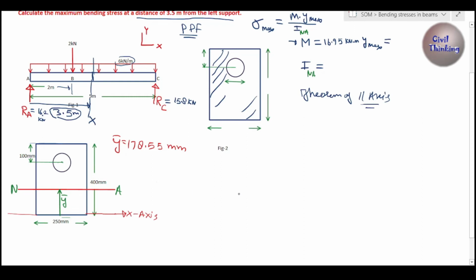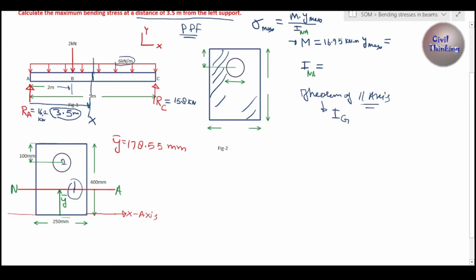Now what we are going to do is first find the moment of inertia with respect to the centroid. Ig means moment of inertia with respect to the center of gravity. We will find this for element 1. Element 1 is the whole rectangle without the hole. And this is element 2. Element 2 is a circle.